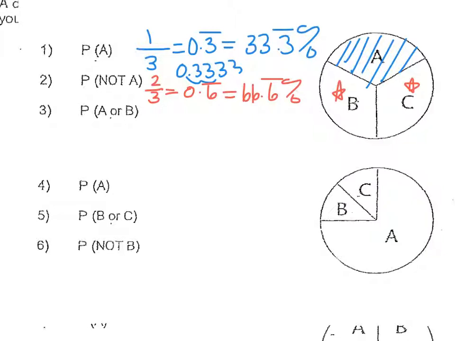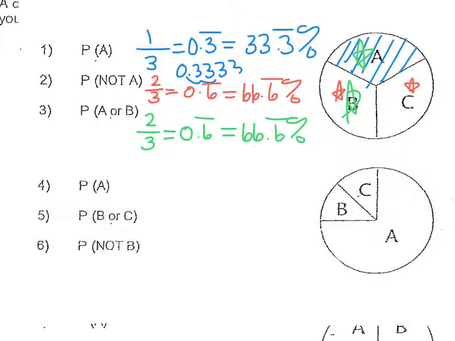And the last question is, what's the probability of getting A or B? Well, A or B, that's 2 out of the 3 sections, which if you divide is 0.6 repeating again, which is the same as 66.6 repeating percent. So those are some examples of the top dartboard.